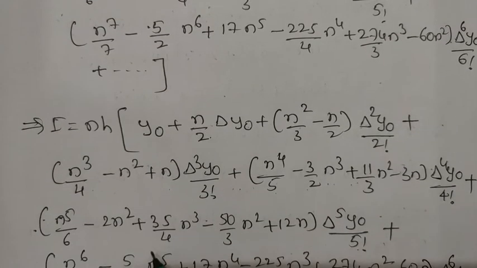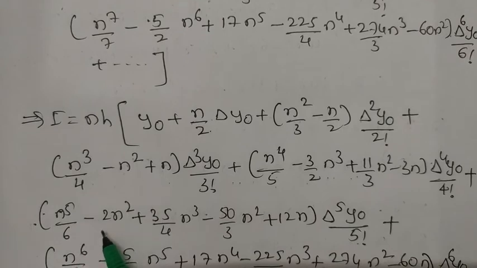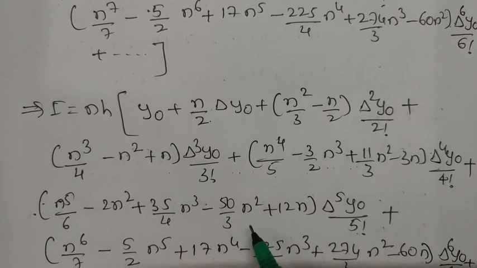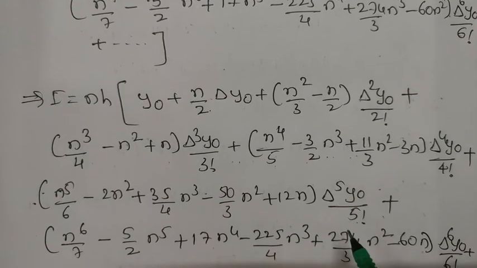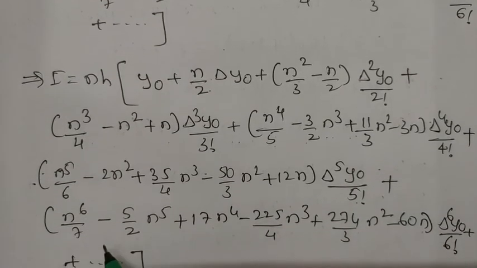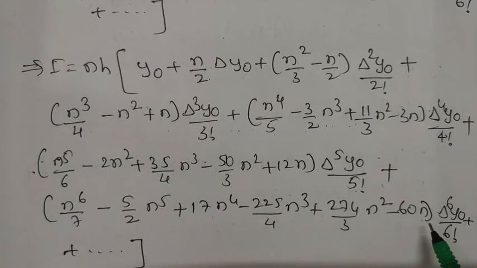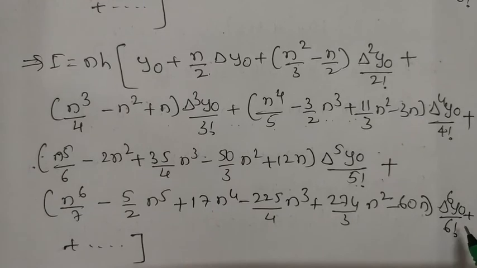by factorial 4 plus n raised to 5 by 6 minus 2n square plus 35 by 4 n cube minus 50 by 3 n square plus 12n delta raised to 5 y naught by factorial 5, and plus this last term n raised to 6 by 7 minus 5 by 10 raised to 5 plus 17 n raised to 4 minus 225 by 4 n cube plus 274 by 3 n square minus 60n into delta raised to 6 y naught by 6 factorial plus etc.